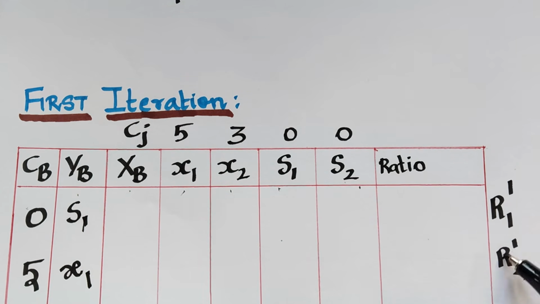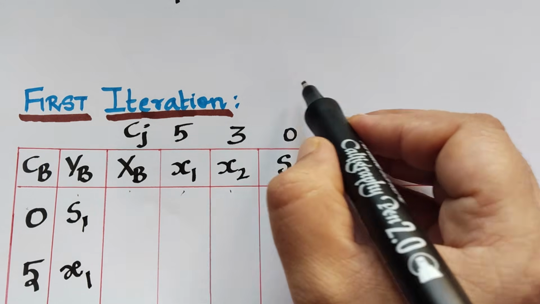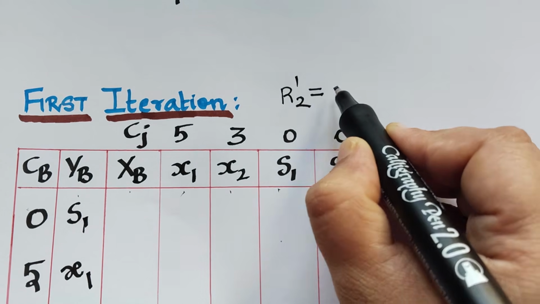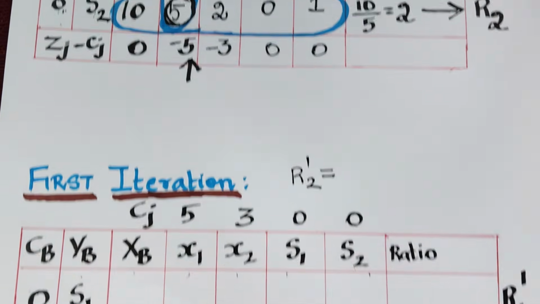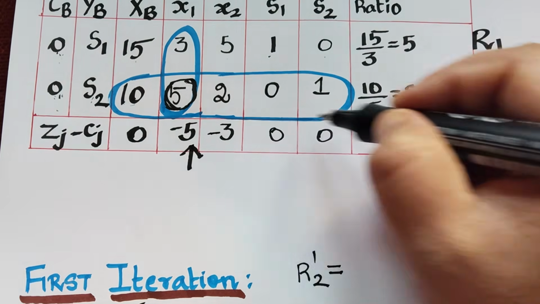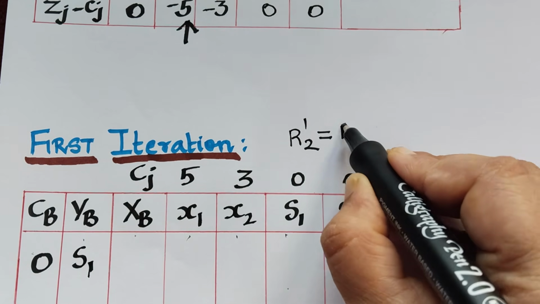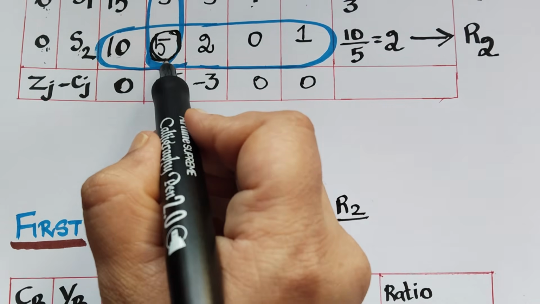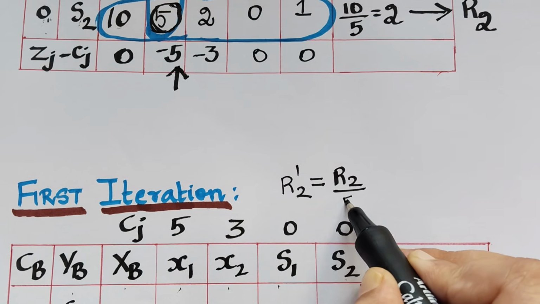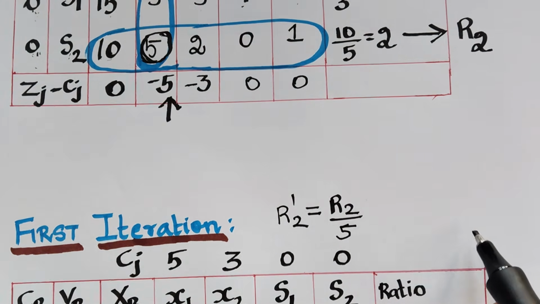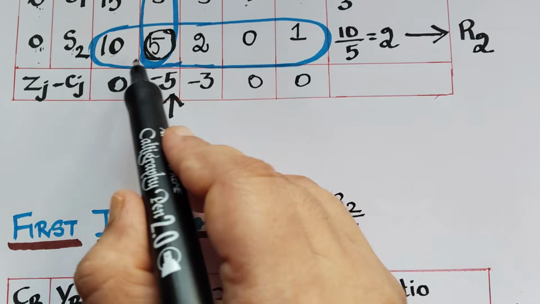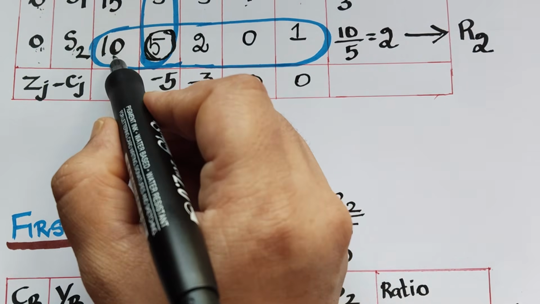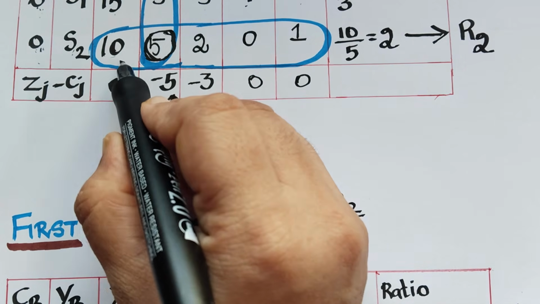Now the new pivotal row R2 dash will be equal to the old pivotal row. What is the old pivotal row? It is R2. So this row has to be divided by the pivotal element. So R2 divided by, what is the pivotal element? It is 5. So R2 divided by 5. So we have to divide this row completely by 5 in order to find the new row 2 dash. Now what is the first element over here in this pivotal row? It is 10.